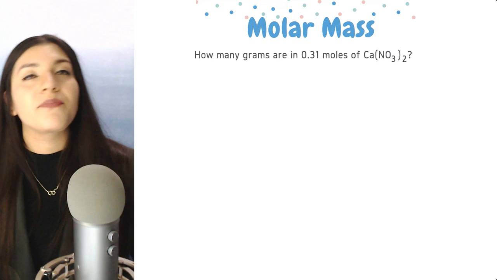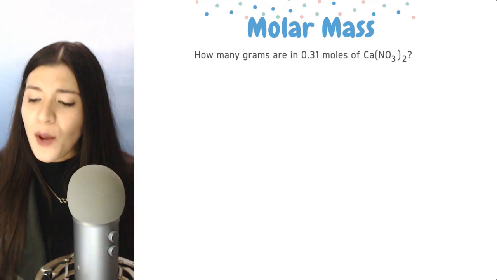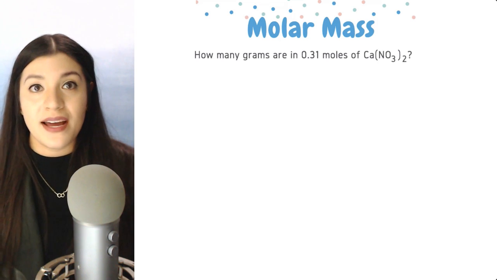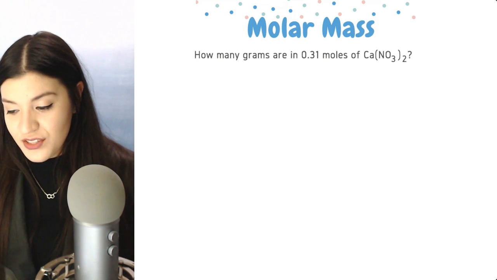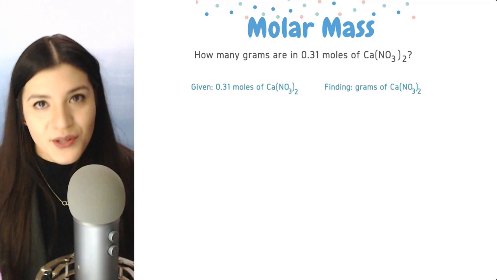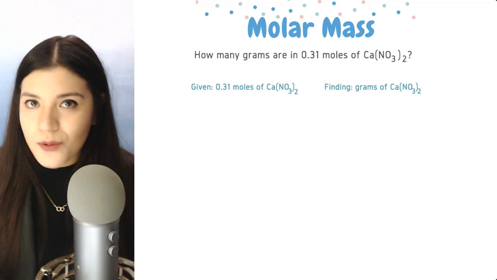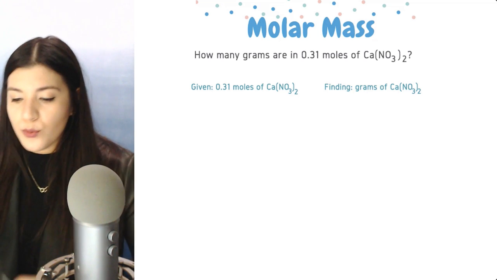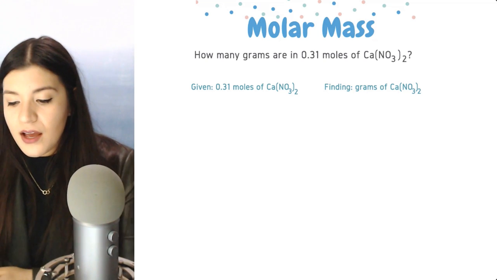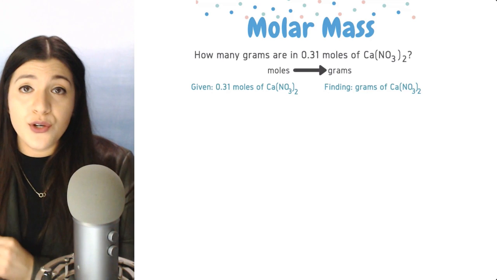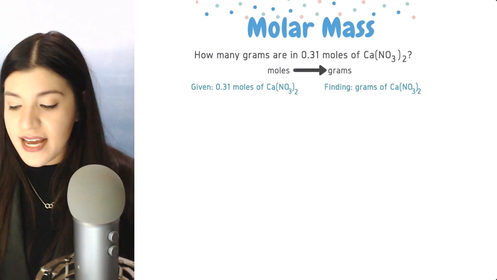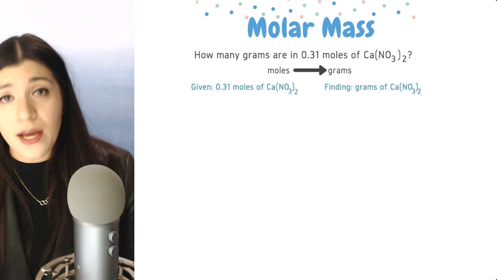All right, this next question. How many grams are in 0.31 moles of calcium nitrate? All right, so what we want to do, as always, is identify what we're given, so that's what we're starting with, and what we're finding. And then we'll see how we're going to get to whatever we're finding. So we're going from moles to grams, since we're given 0.31 moles of calcium nitrate, and we're asked to find grams of calcium nitrate.